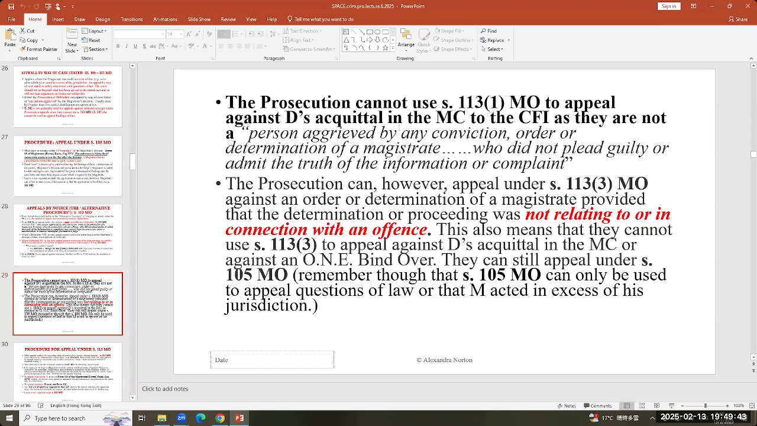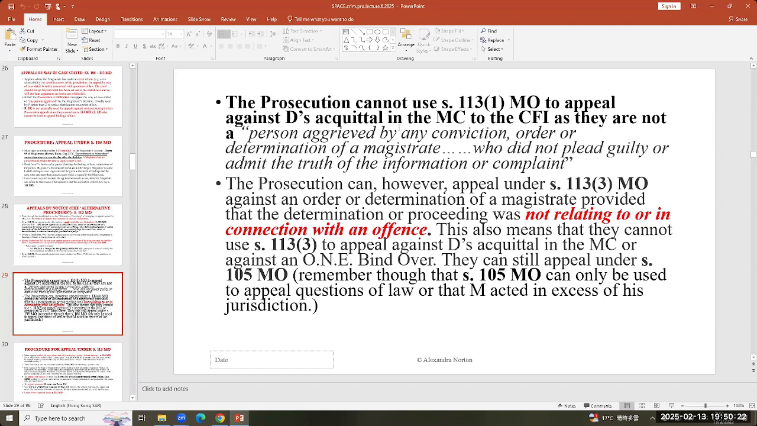The prosecution, though, can appeal under subsection 3 of 113 against an order or determination of the magistrate, provided that order or determination is not relating to or in connection with an offense. So what does that mean? They can use subsection 3 to appeal a costs order of a magistrate, for example, because that's not a determination relating to an offense, right? It's a separate cost order, or maybe some other decision that the magistrate has made.